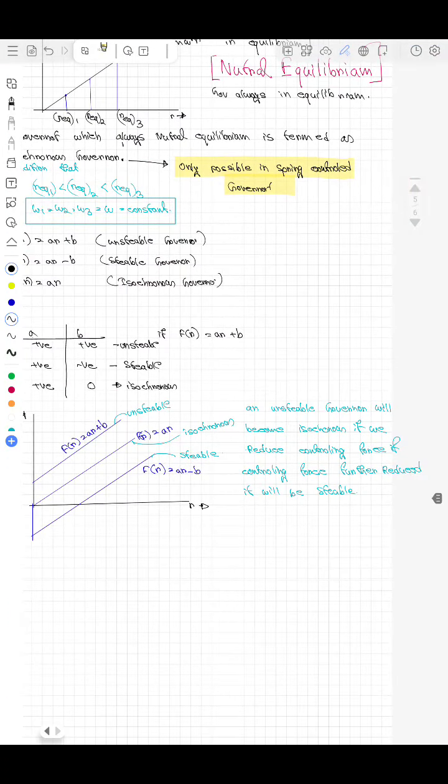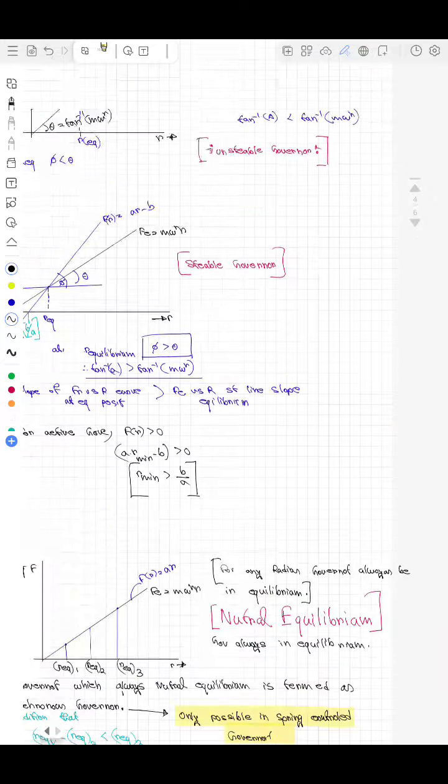So this is the fourth test. An unstable governor will become isochronous if we reduce the controlling force. So we have to just reduce the controlling force and then it will reach the stable condition. All these things have to be read in this chapter.